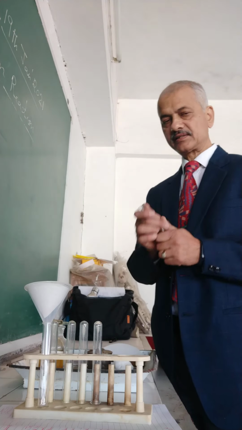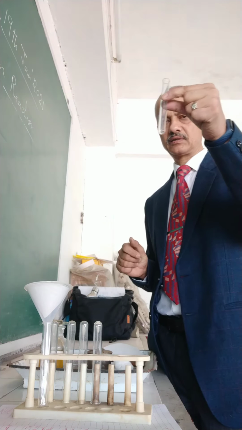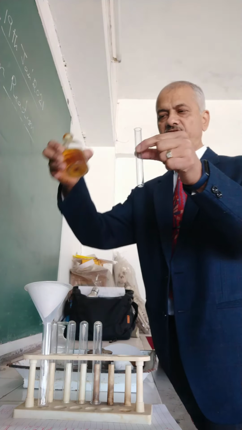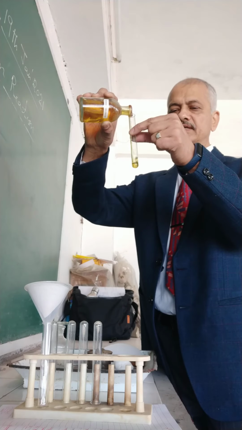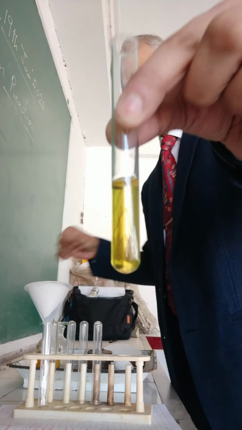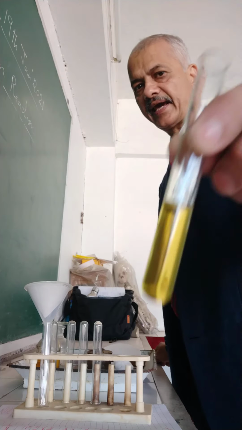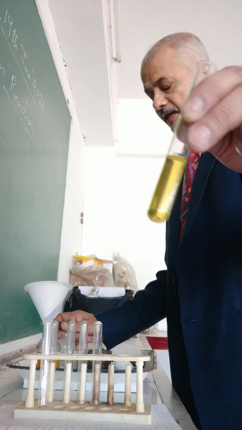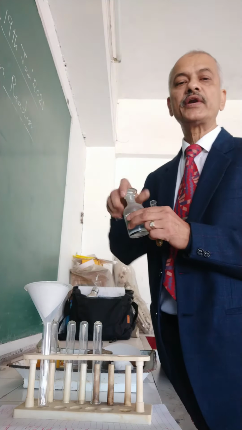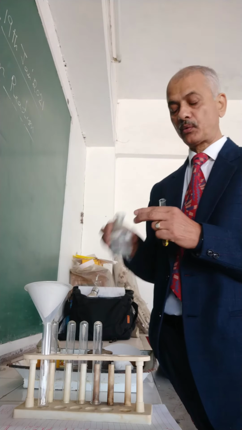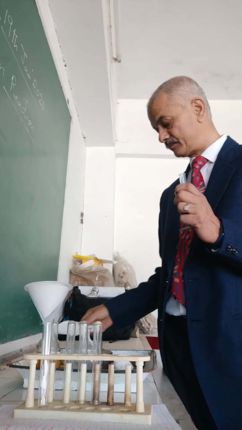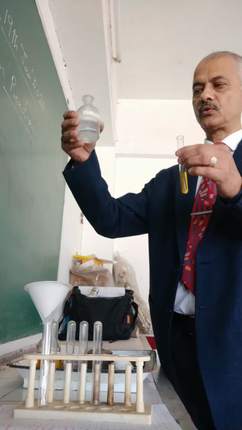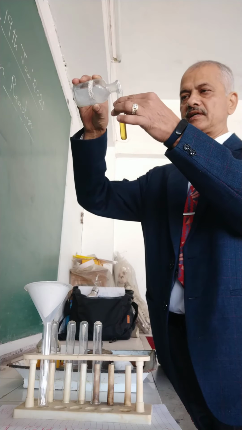Now this is your empty test tube, washed properly, dried, and this is your ferric chloride. I am adding ferric chloride to this test tube. Now you see this is a clear solution, no insoluble substance is there in it. Can you see it properly? Then I will add sodium hydroxide. Then I'll show you the equation also, and you will get the PDF of the same in Google Classroom.